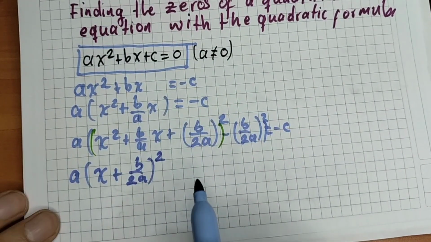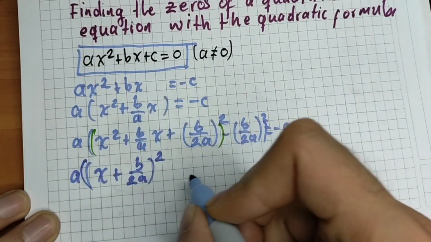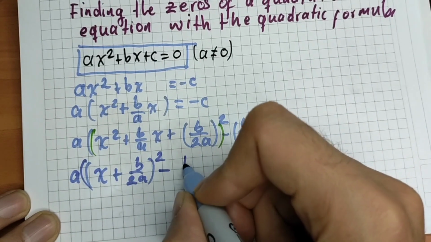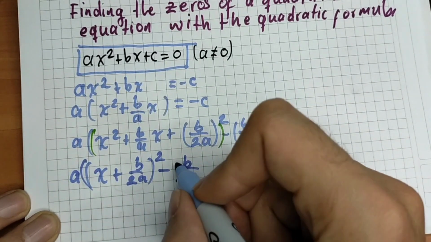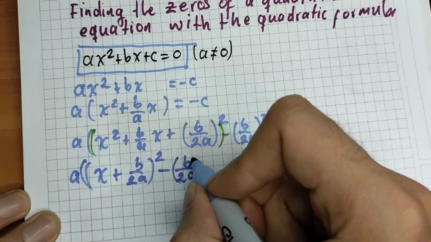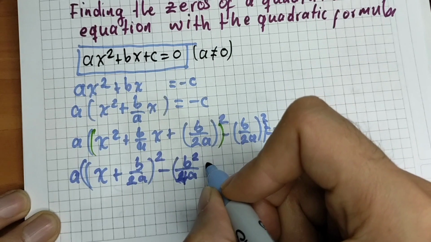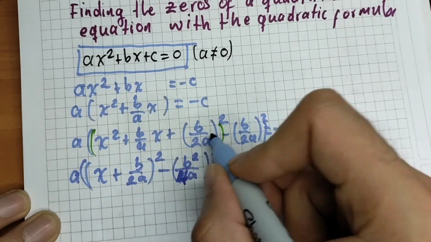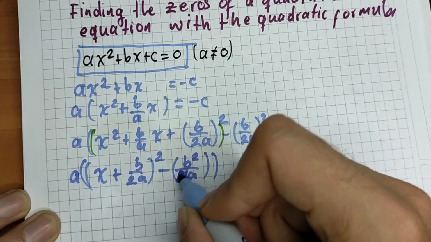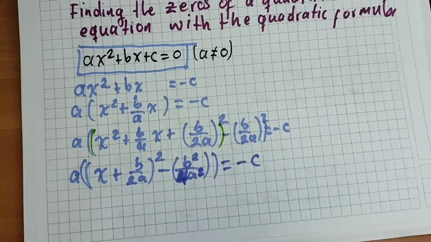But what is the thing? I'm going to keep this expression that I have here, so I need an additional parenthesis, minus b over 2a squared. So, well, we could write this as b squared over 4a squared, because 2a squared is equal to 4a squared, and all this stuff is equal to negative c.